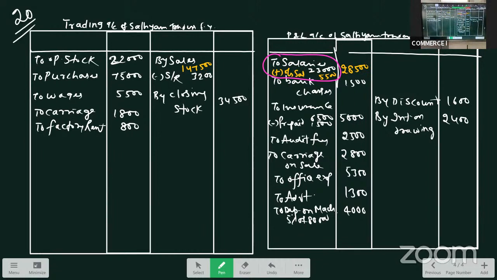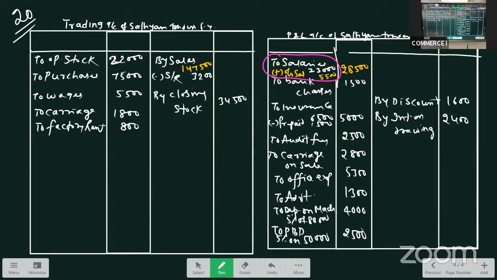Then provision for bad debts. Provision for bad debt is created on debtors. The value of debtors is given as 50,000. 5% on that. 5% on 50,000 is 2,500. Okay. So we are done with all the items given in trial balance and balance sheet.